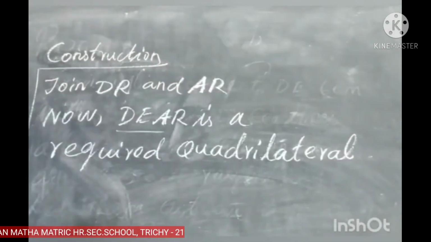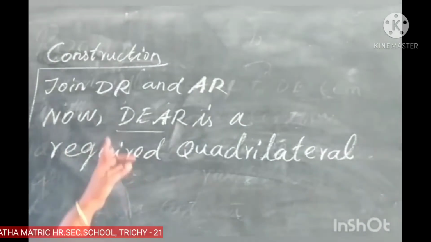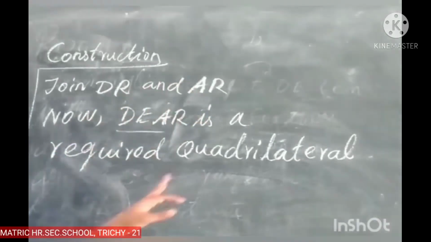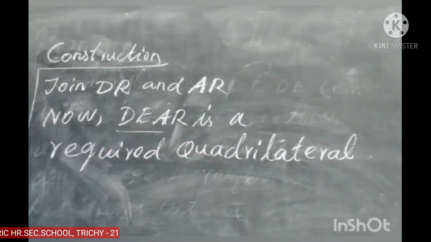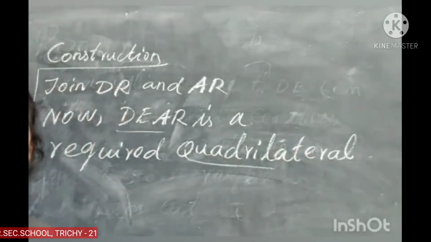Now you see the last point. After marking the point R, you just join the two lines DR and AR. Now we will get the full picture. Now DEAR is the required shape, that is the required quadrilateral. So the construction is over now.